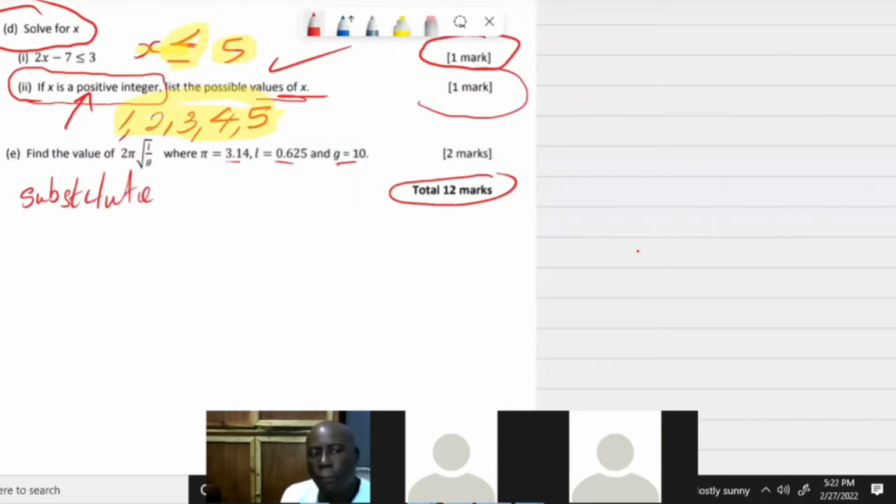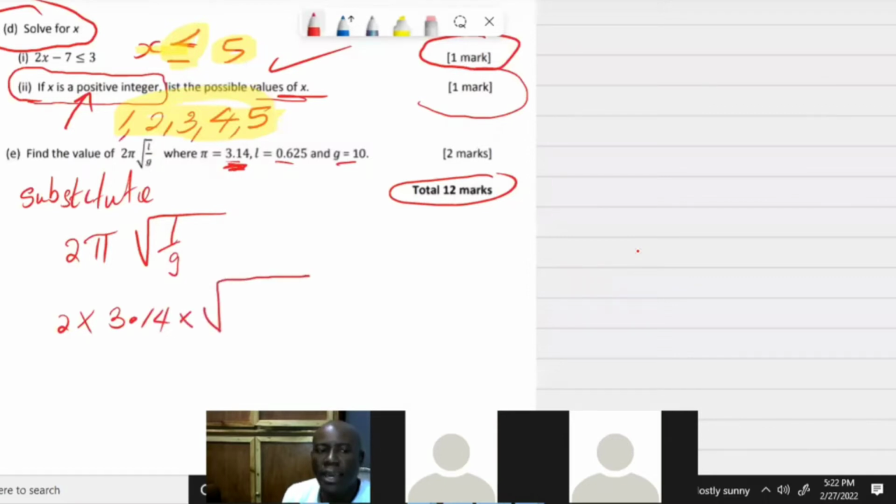So it's going to be representing these. Let me write it first. 2 pi, and then we have the square root of L over G. 2 pi means 2 times pi. Pi is 3.14. So we just do the 2 pi part. Then they're saying that this will multiply by the square root of L, which is 0.625 over G, which is 10.